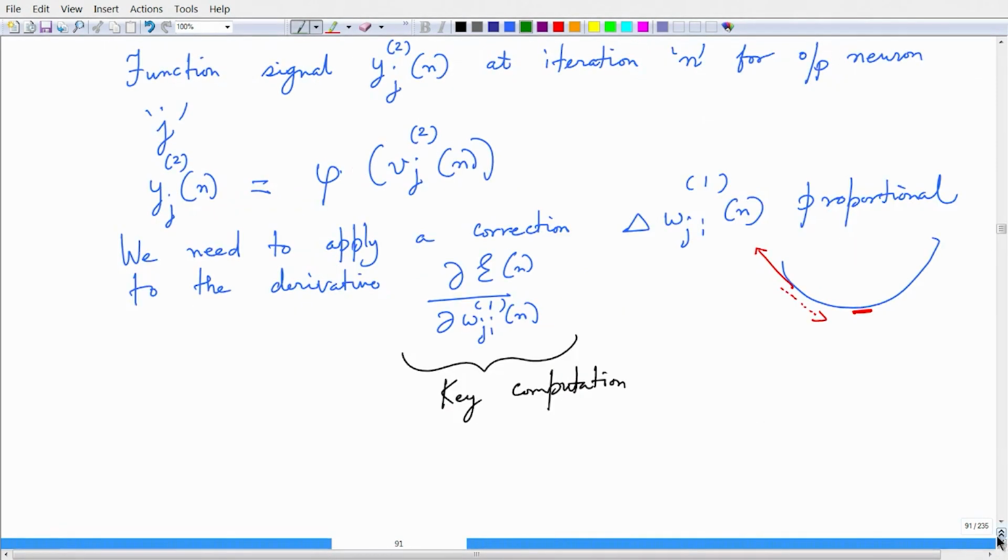Now, the function signal at neuron j in the second layer, which is the output layer, at iteration n, of course is given by this quantity. Just I am rewriting this in mathematical terms. So, yj in the layer 2 at time instant n is phi of vj of n in layer 2, right, and this we also call the local receptive field.